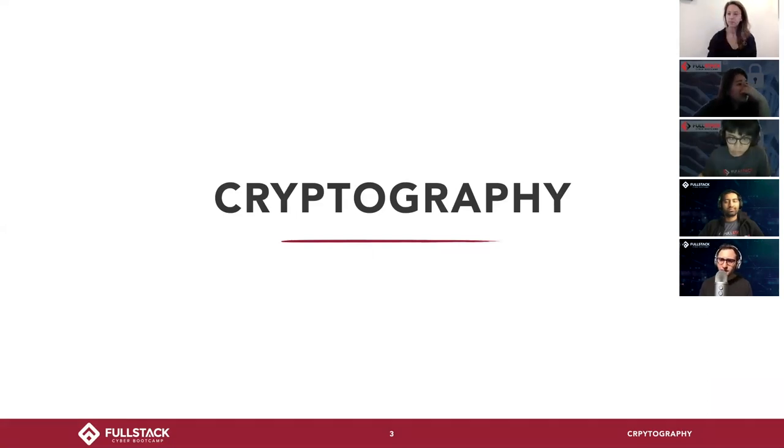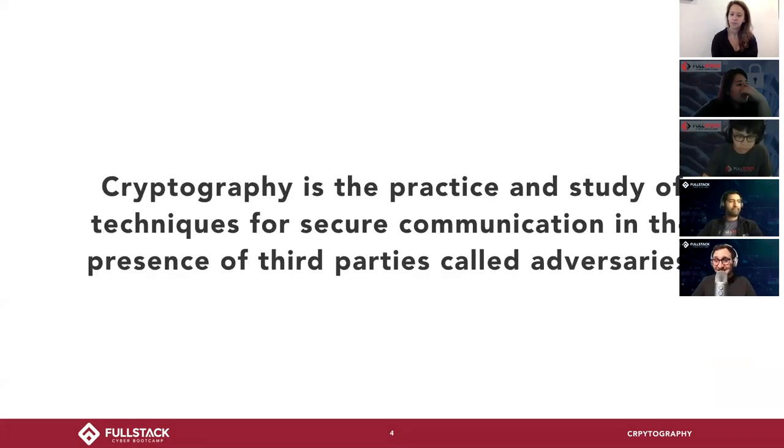When we talk about cryptography, we're talking about the practice and study of techniques for secure communication. Often we're talking about that secure communication in the presence of third parties, also known as adversaries. With adversaries, we want to make sure that these malicious people out there can't get our information. I'll refer to them as the bad guys from time to time.